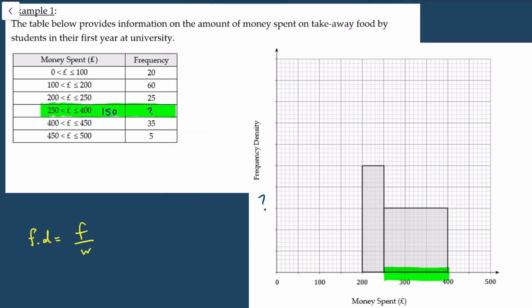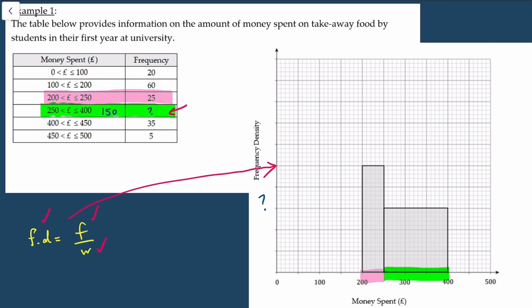You notice you're given another bar there, 200 to 250, and you are given all the information on the table. So we have the frequency and the class width, which means we can work out the frequency density, which means we are going to have a scale. Then we can work out the frequency here, and we can complete the bars in the histogram, if that is what is required of us in the question. Okay, so let's do that.